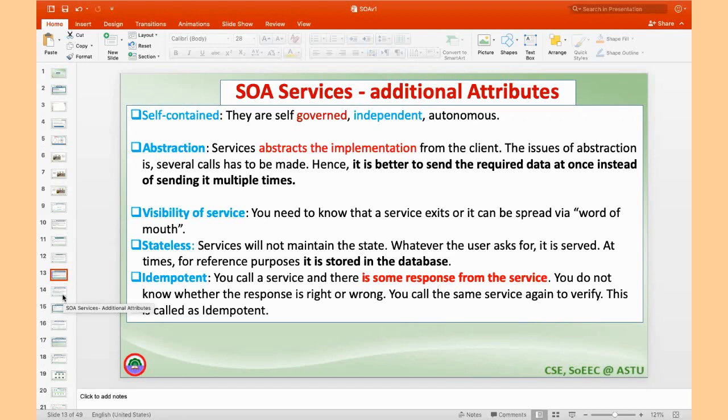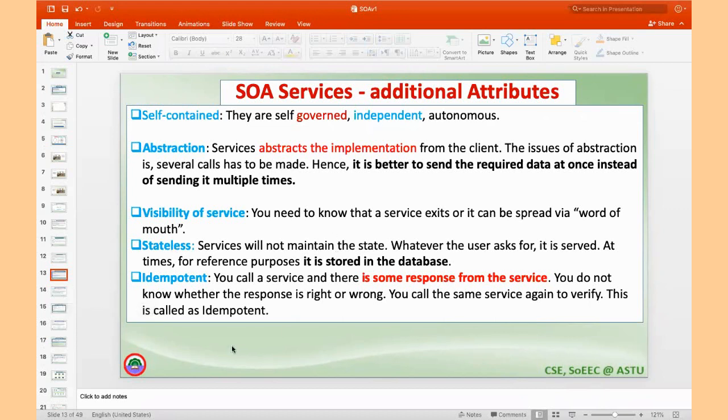Visibility of the service is nothing but that the service should be visible. That is through some kind of directory services. UDDI is a good example, where you can get a description of the service or what services are available in the environment, right?